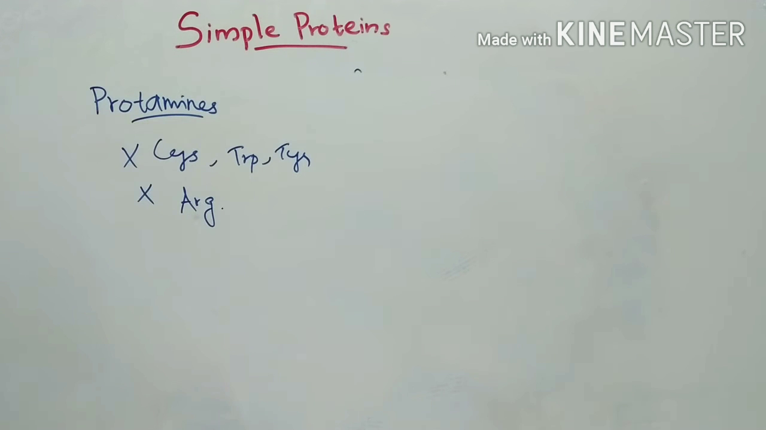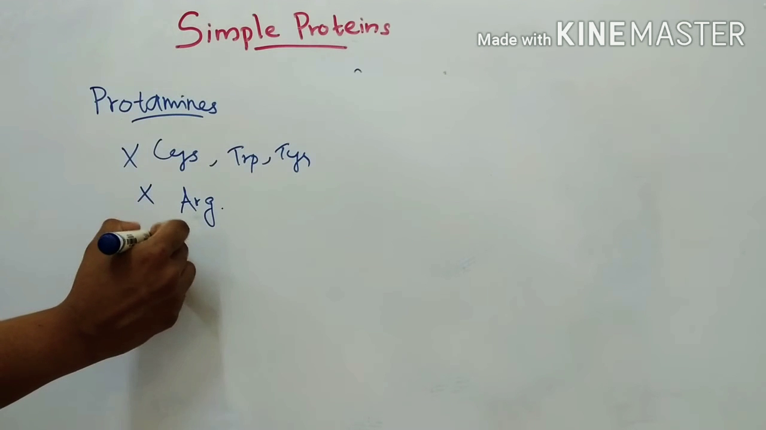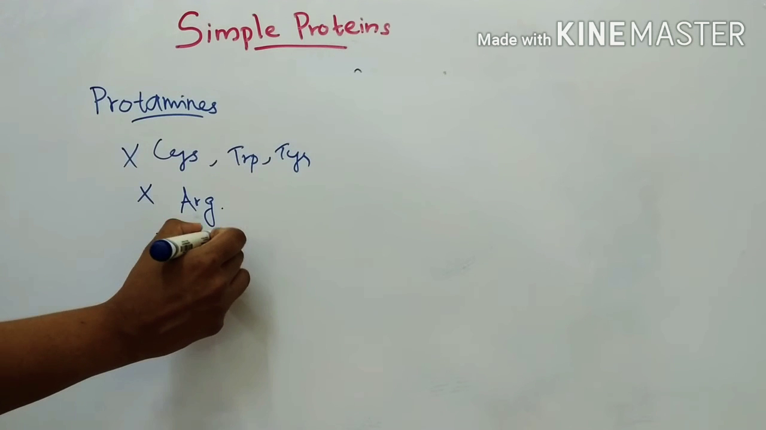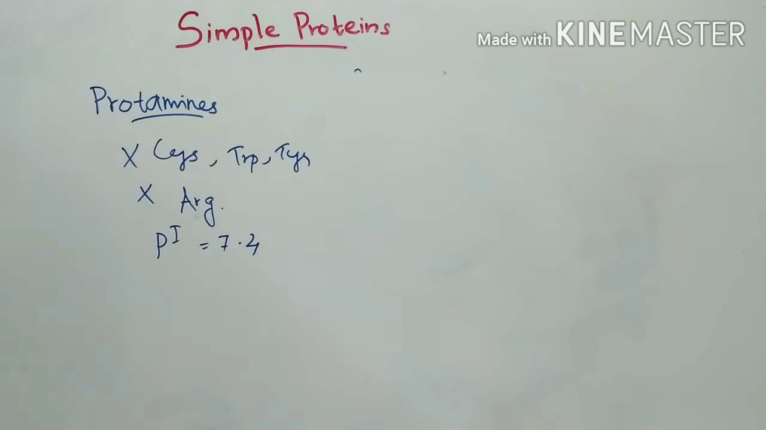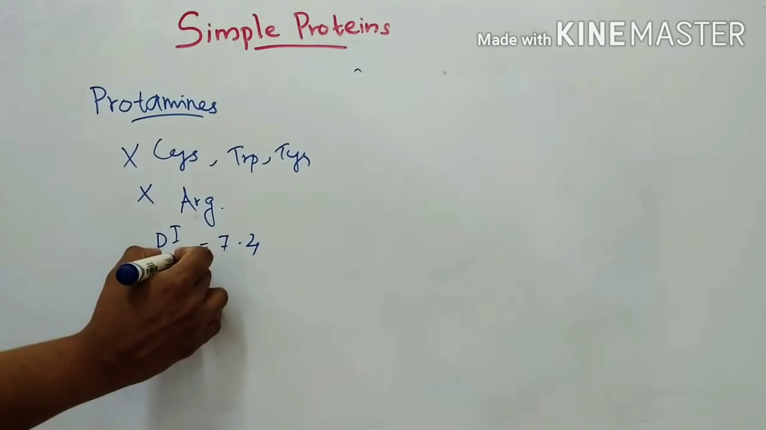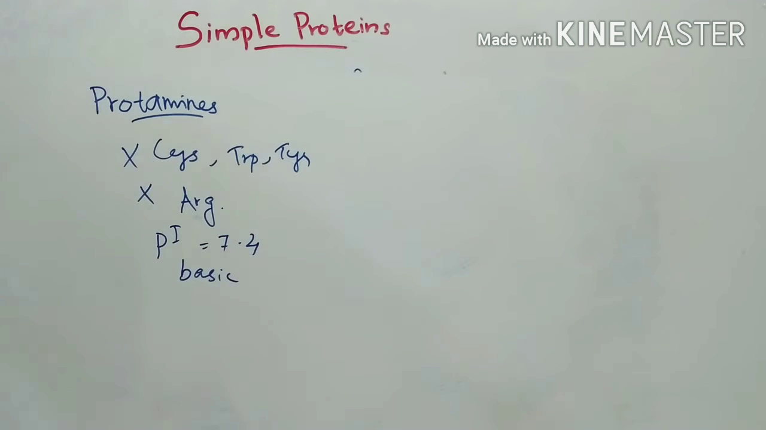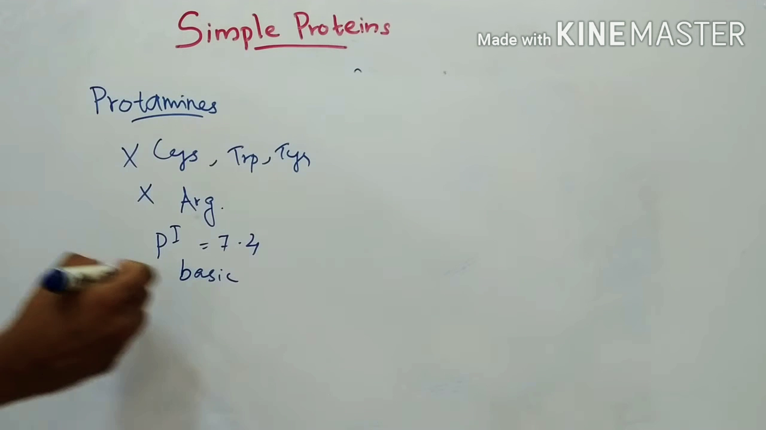The isoelectric pH is around 7.4, and they exist as basic proteins in the body. They combine with the nucleic acids to form nucleoproteins.